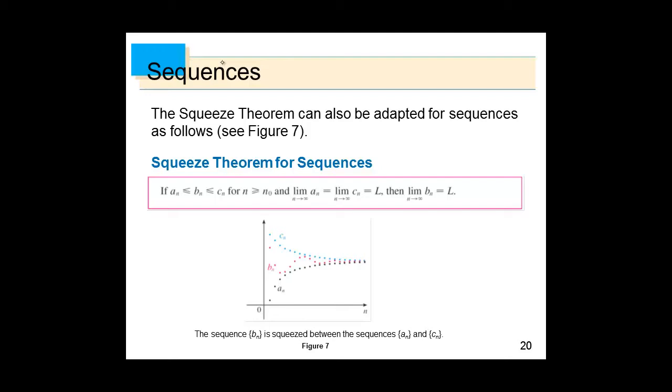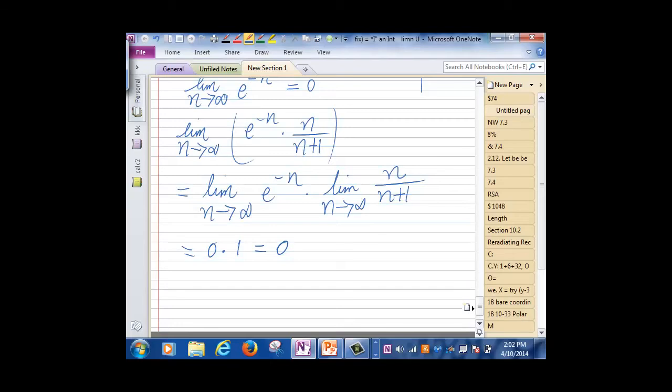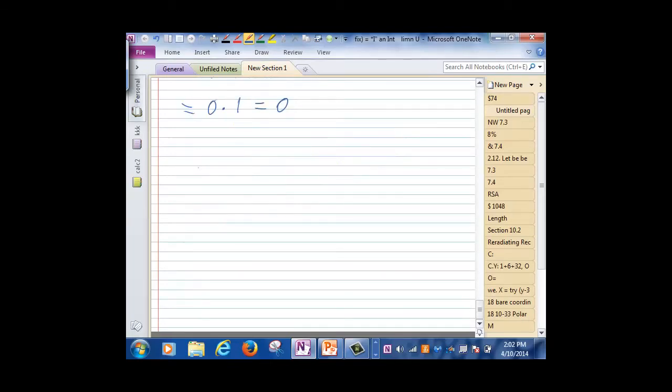Let me give you an example of using that. Suppose I want to know the limit as n goes to infinity of 1 over n multiplied by sine of n, the sine function evaluated at n. Suppose I want to find this limit. And I can apply the squeeze theorem in the following way.